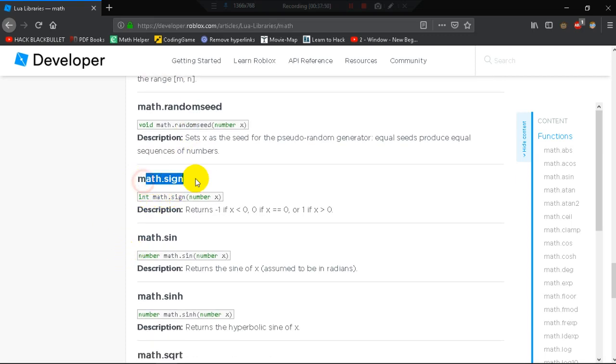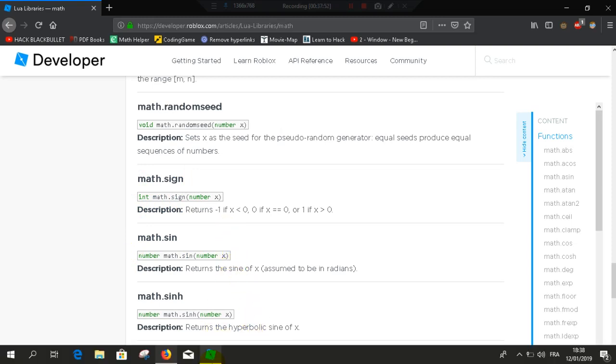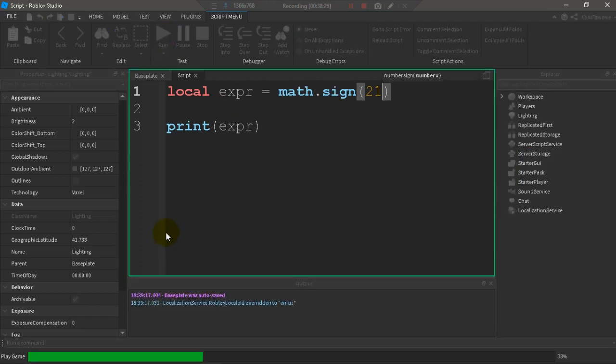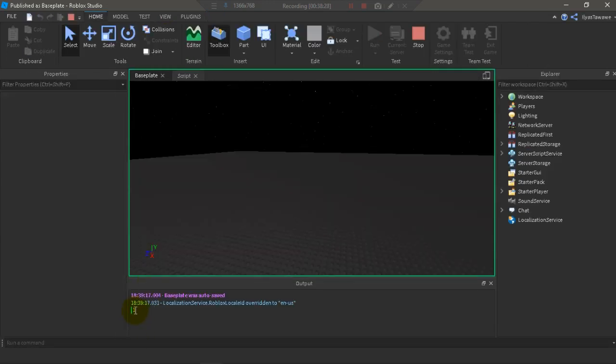So anyway, we have math.randomseed and math.random. Well, math.sign just gives you a clue about whether the number that you're giving it is negative, positive, or zero. So let's see how it works. Math.sign, for example, let's give it 21. As we know, 21 is a positive value, so it should give us 1. As you see, 1.